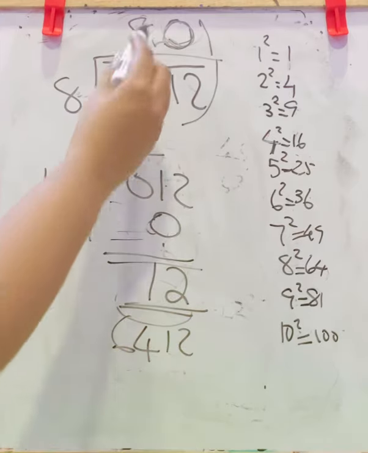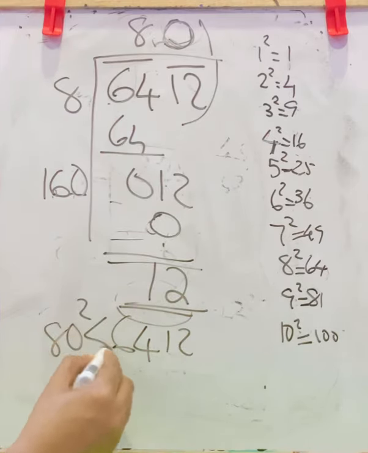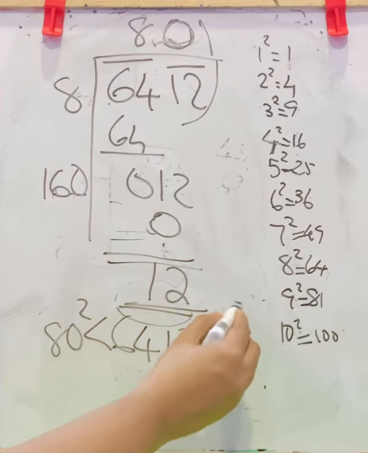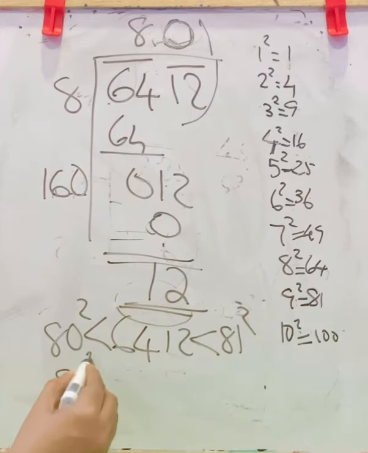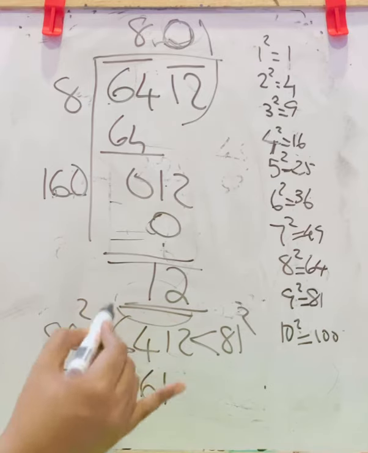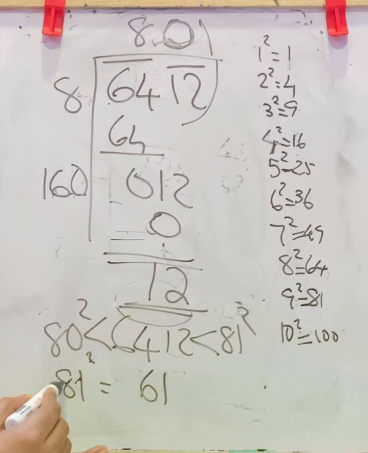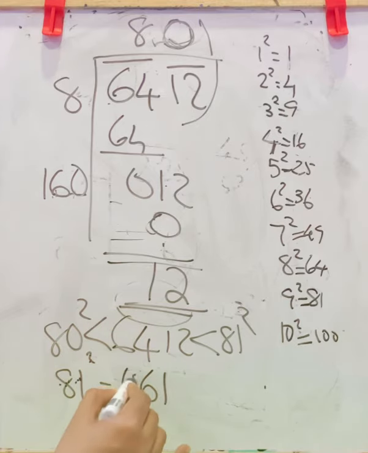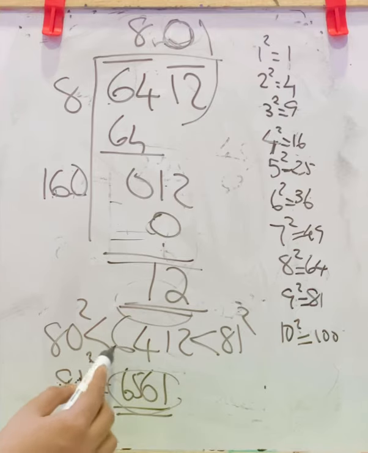Okay. Now coming to this, 6412 lies between 80 square and 81 square. Now what is 81 square? 1 square is 1. 2 into 1, 2. 2 8s are 16. Balance 1. Now 8 square is 64. Plus 1, 65. 6561. So this is a perfect square and the question is 6412.